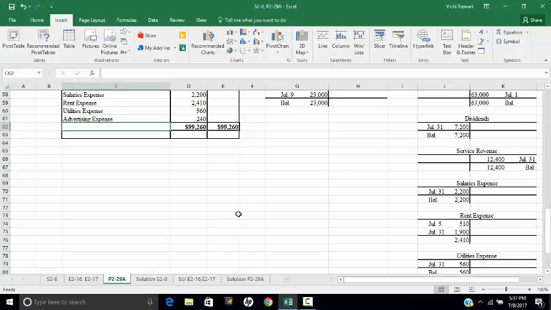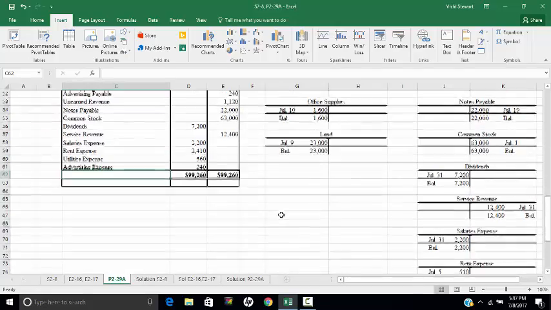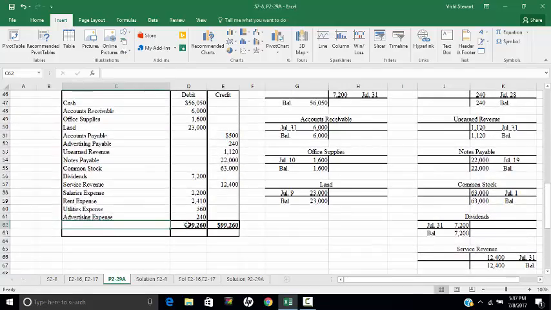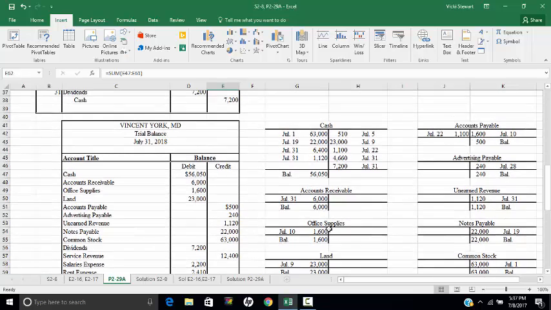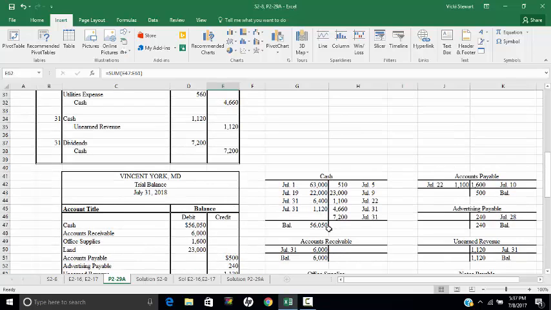Okay, and when we have completed the trial balance, of course, what we're mostly interested in is these two totals down here. This total represents all of the debit amounts, and this total represents all of the credit amounts. And those two have to equal so that we can prove that our debits and our credits are equal before we begin to do our financial statements. So that is the conclusion of the demonstration for problem 229A.